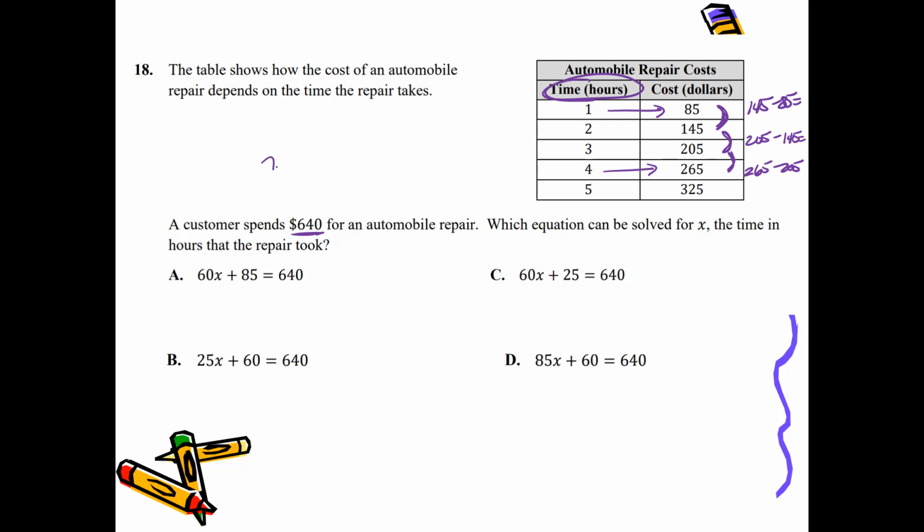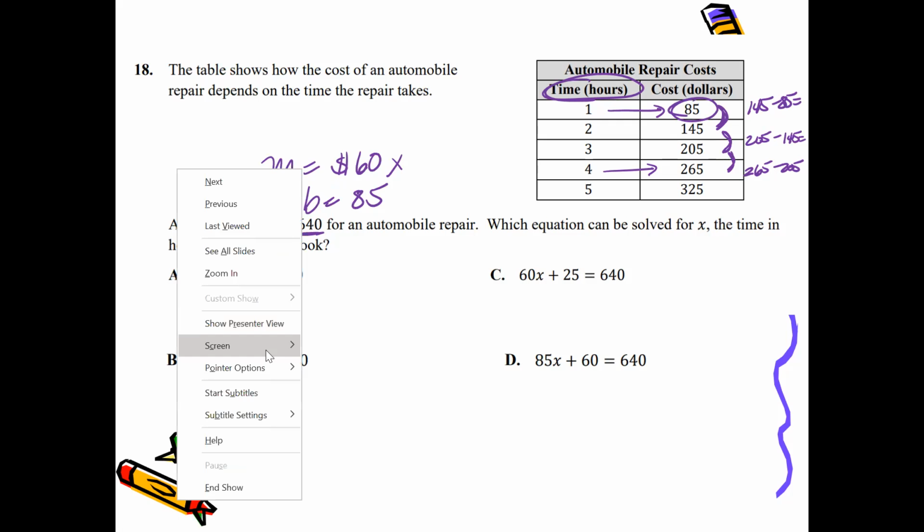$60, yeah. So your slope is $60 an hour, okay? So I'm going to do something with 60x. How much does it start off with? Your b is at 85, okay? And if you're not sure what the answer is, we can go and take a look.